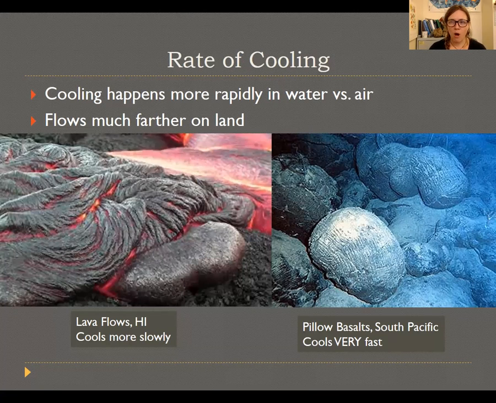Rocks that cool off underwater tend to cool much more rapidly than the rocks that cool in the air. So lava has an ability to flow much farther from a volcanic vent if it erupts on land versus in the ocean. Also, some of the compositional factors of the magma will determine how flowy the magma is. And so it could have different looks.